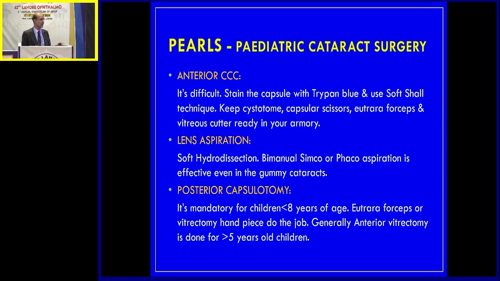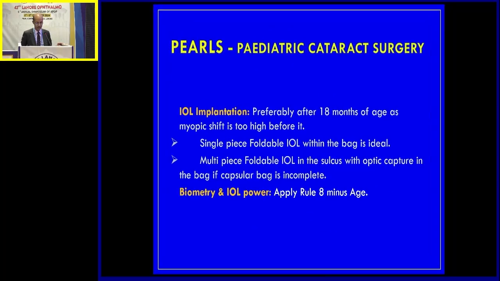But hydrodissection should be done, soft hydrodissection, and that will separate the lens from the capsule. The mandatory thing is posterior capsulorhexis or capsulotomy. If the child is under 5, not only posterior capsulotomy but anterior vitrectomy is mandatory. If we don't do it, the anterior vitreous face gets opacified. But in children between 5 and 8 years, we can go only for posterior capsulotomy without anterior vitrectomy.